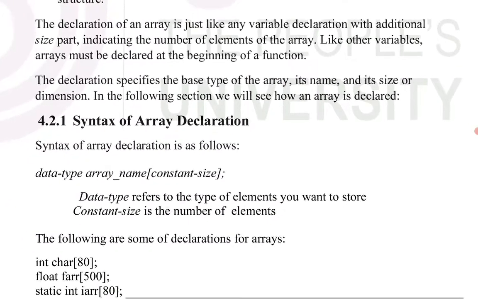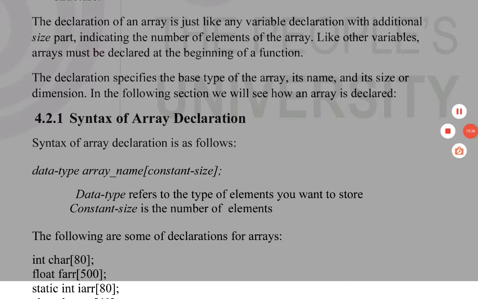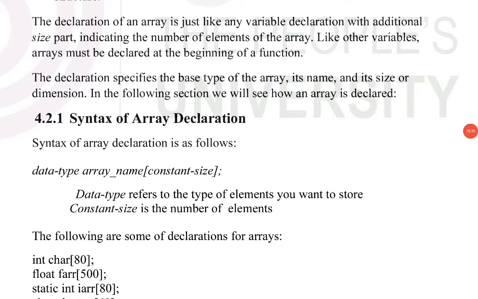The declaration of an array is just like any variable declaration, with an additional size part indicating the number of elements of the array. Like other variables, arrays must be declared at the beginning of a function. The declaration specifies the base type of the array, its name, and size. Generally, before using any arrays in a C program, first of all we declare them at the beginning of the program itself.